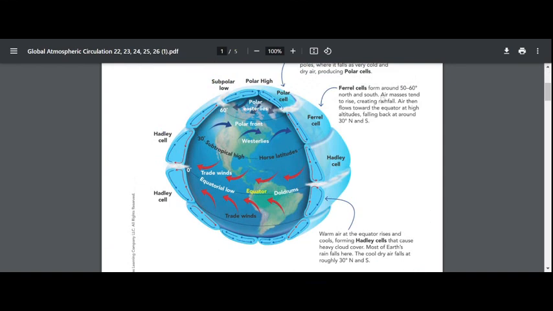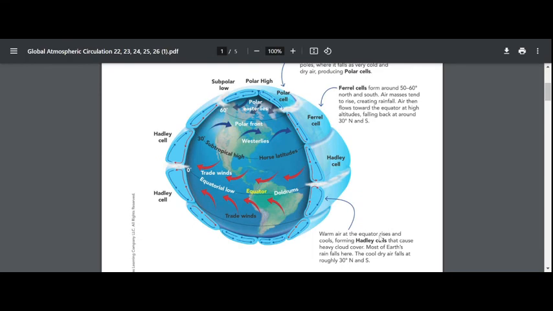All right, so now let's take a look at Ferrel cells. Ferrel cells form around 50 to 60 degrees north and south. Air masses tend to rise, creating rainfall. Air then flows towards the equator at high altitudes, falling back at around 30 degrees north and south.